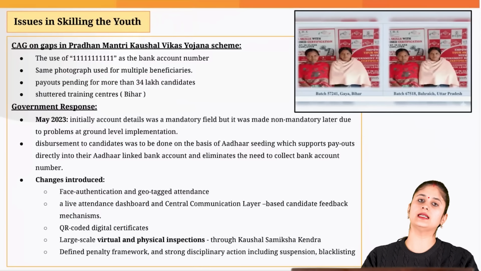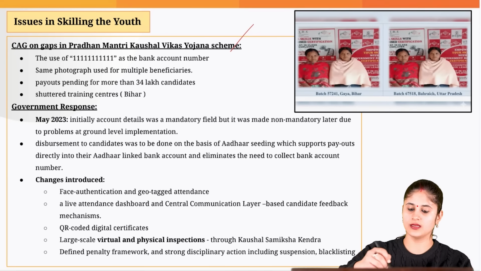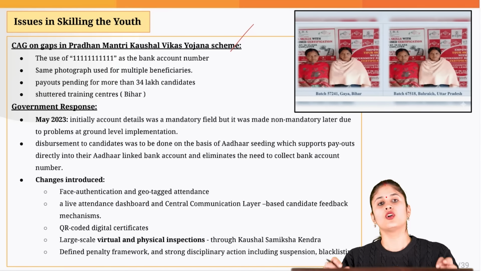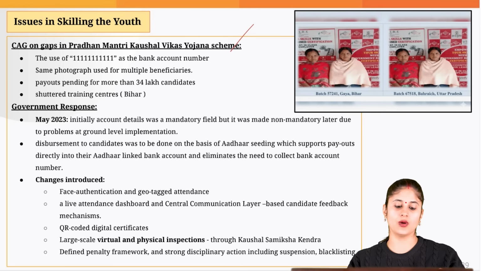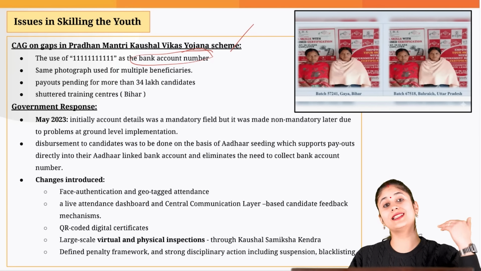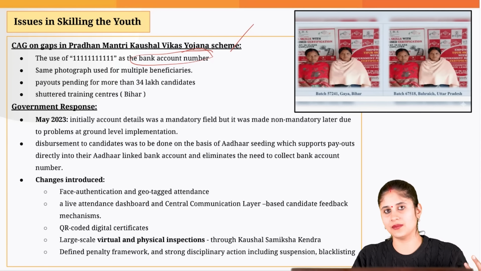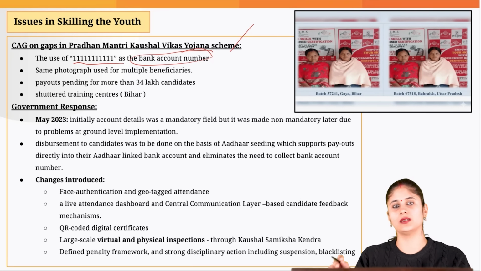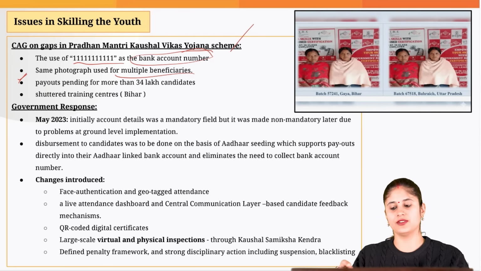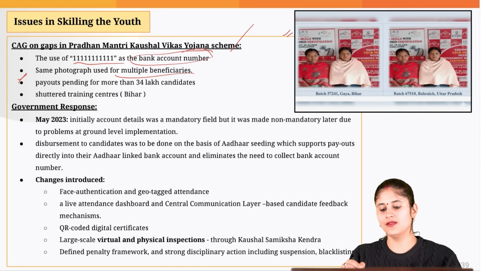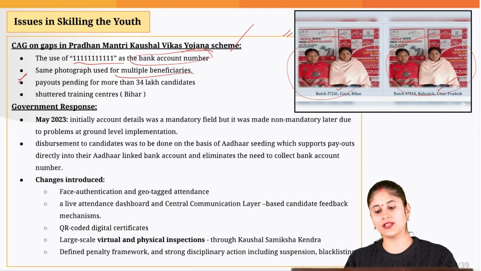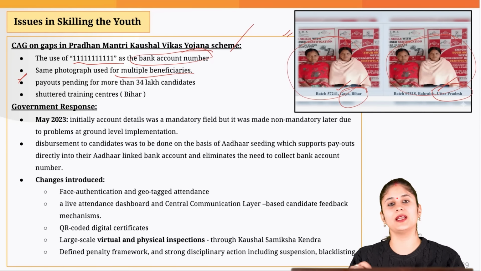But last year, the CAG pointed out various irregularities in the Pradhan Mantri Kaushal Vikas Yojana. The Comptroller and Auditor General of India pointed out that various beneficiaries under this scheme are using the same bank account number, and it is a very absurd number, as you can see, 111111. Then the same photograph is used for multiple beneficiaries. As you can see in this slide itself, the same photograph is shown enrolled in different batches, and see, one is in UP, one is in Bihar.